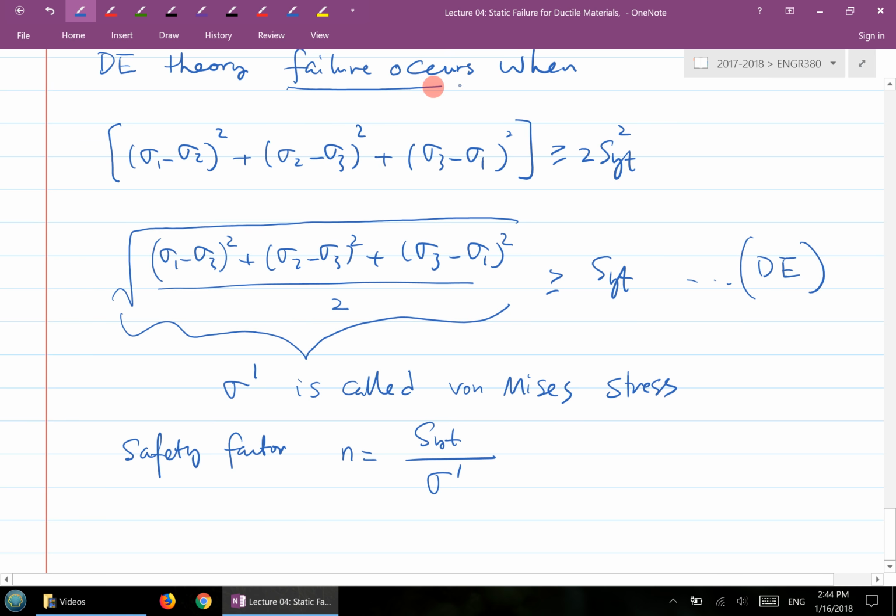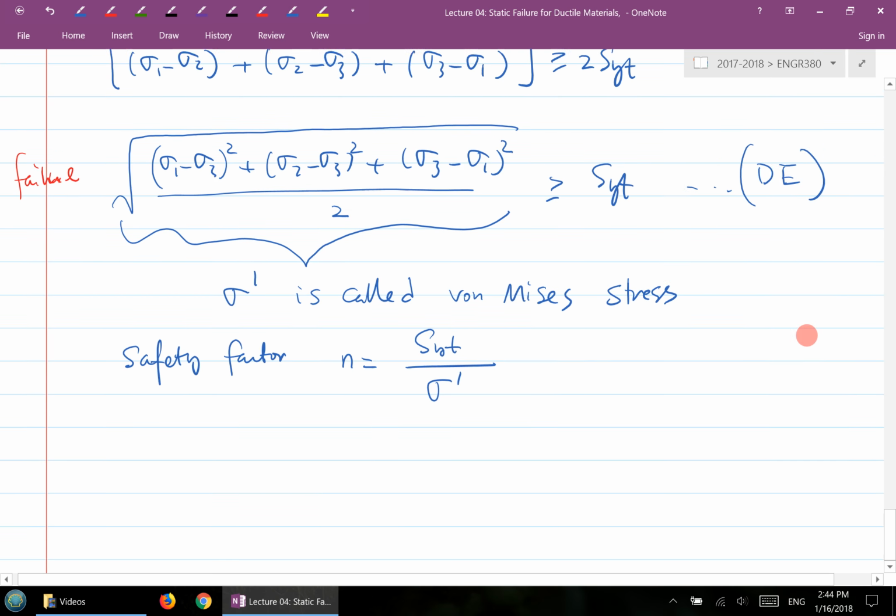This is basically what I write here as failure. So this is a failure here. Those are failure cases, when it's greater. Good. So that's it. That is the DE theory.